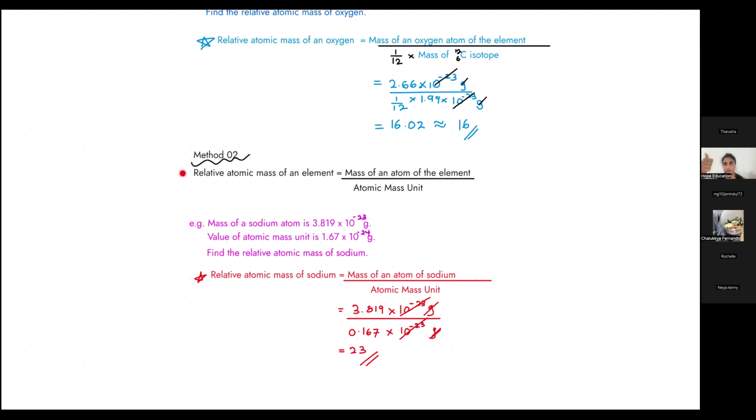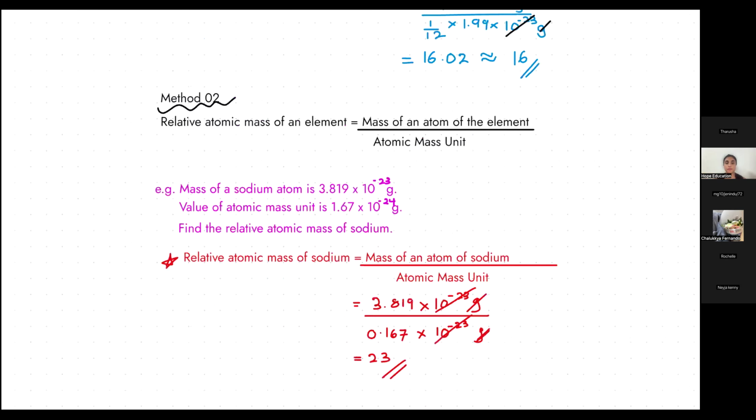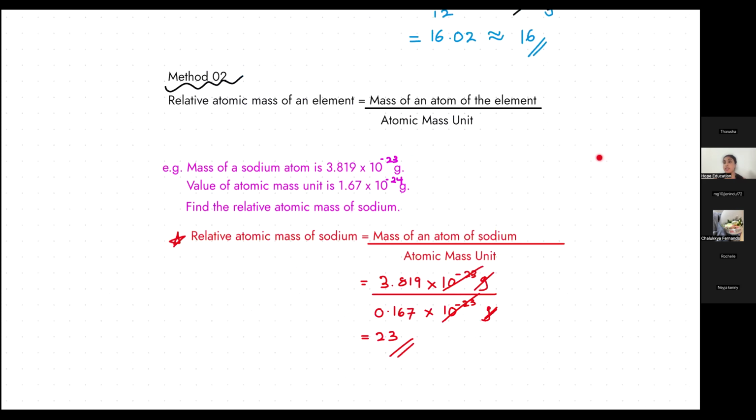Is that clear? That's clear? All right. Can you all write method 2, Lamai? Make it fast. I'll give you a few minutes to copy this down. Make it fast. If you have questions, please do ask.